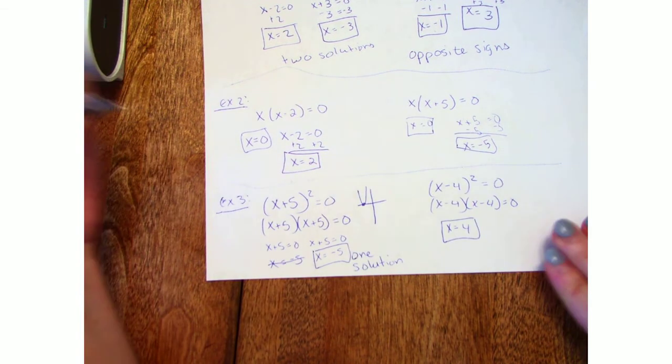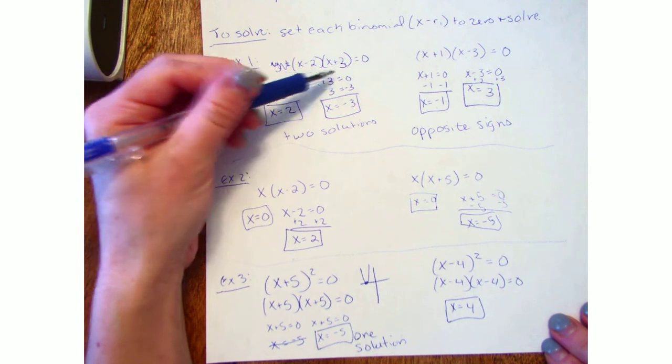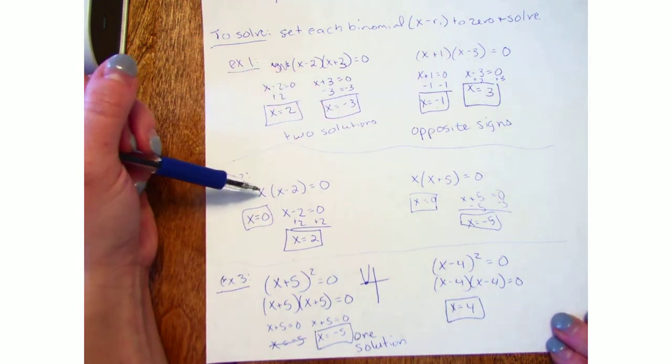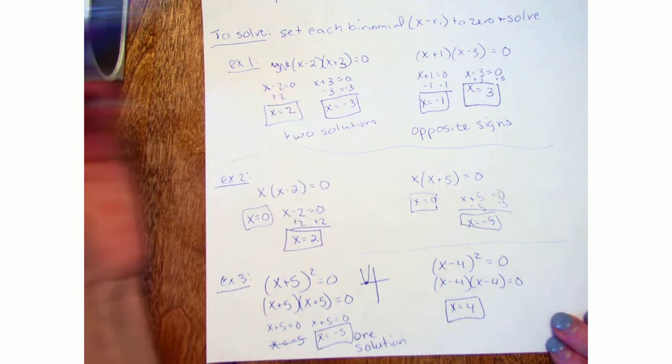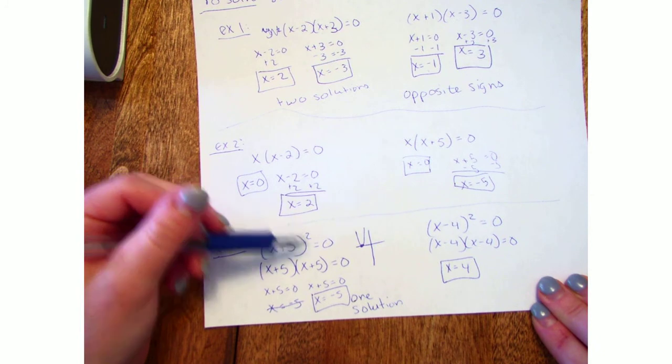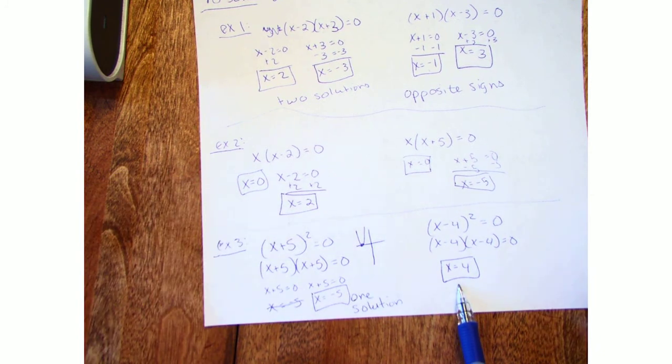So again, recap. Most of the time, 2 solutions when you have 2 binomials. If you don't have a second binomial, that x is just going to be equal to 0, so one of your answers will be 0. And when you have a squared, you're only going to write it once and you're going to have one solution.